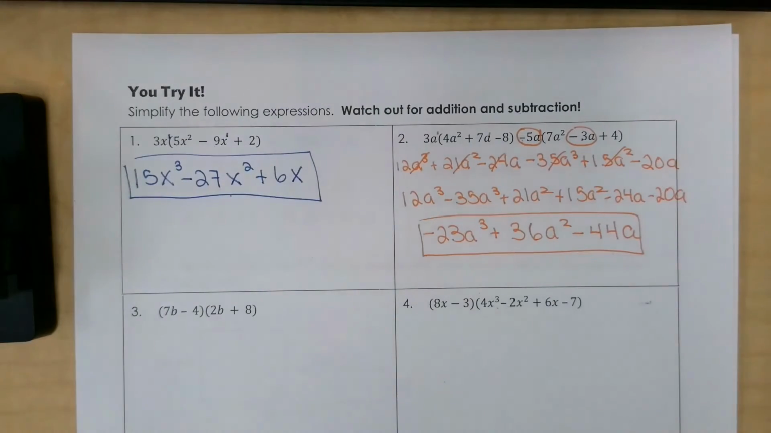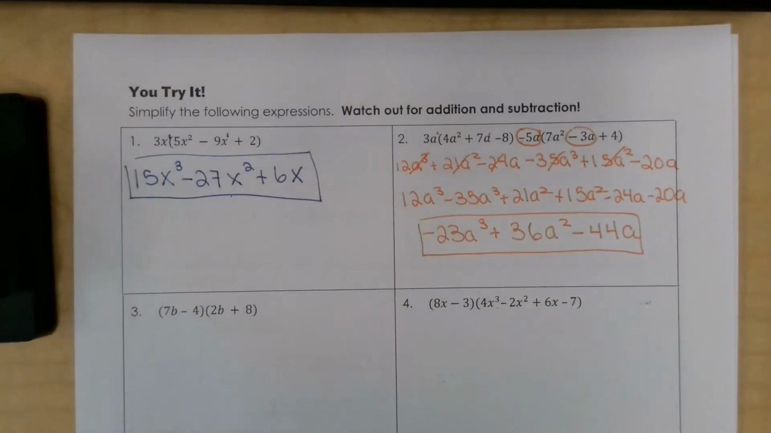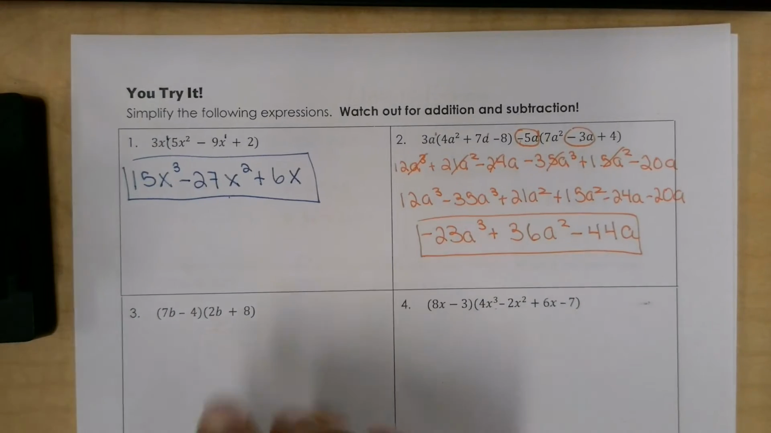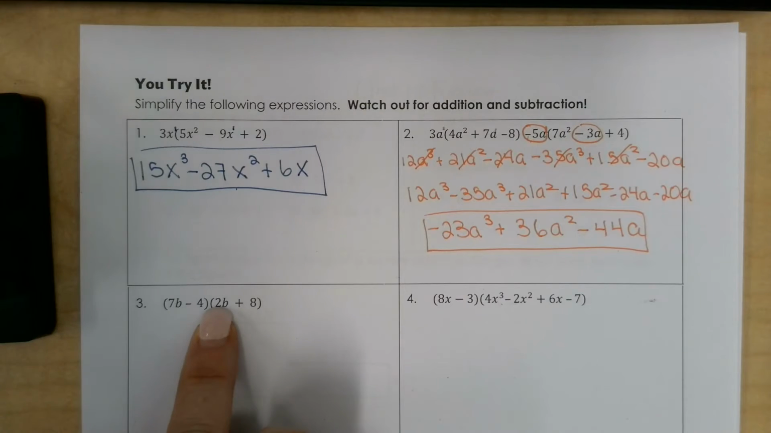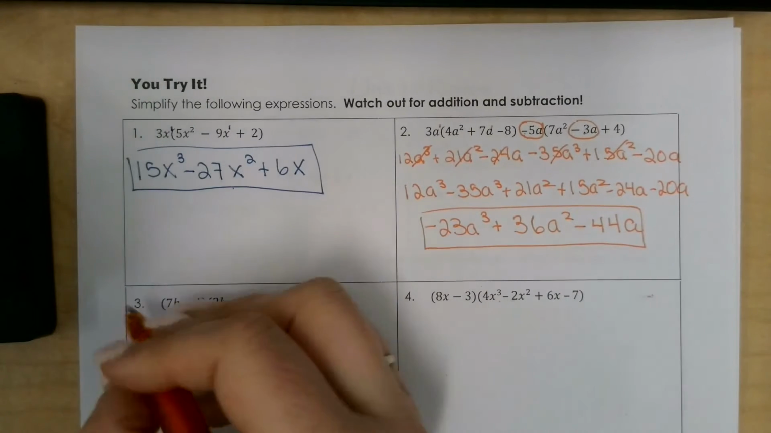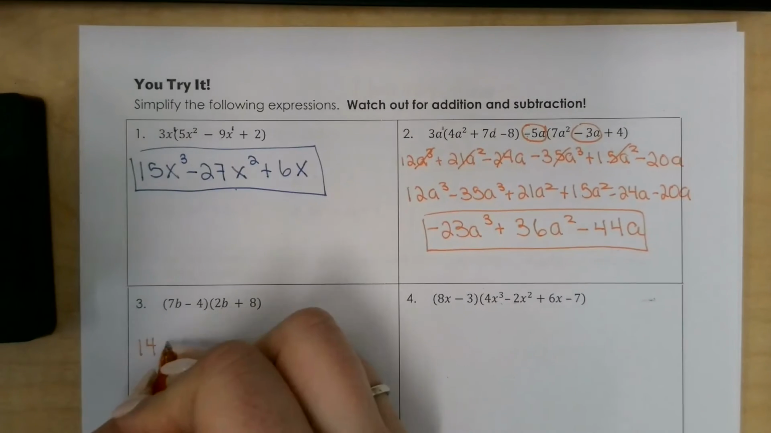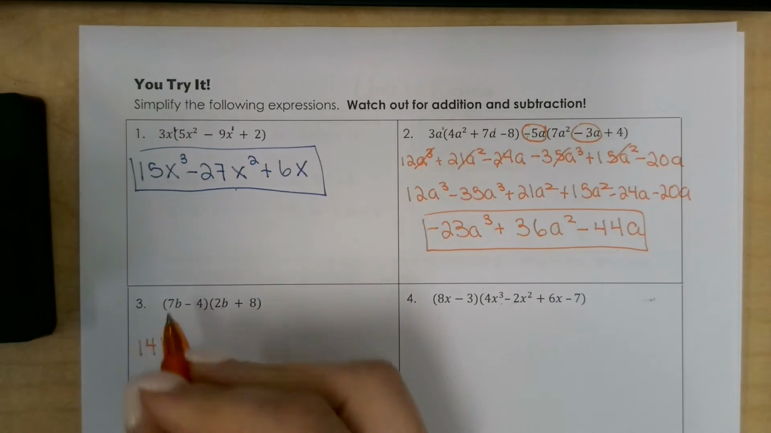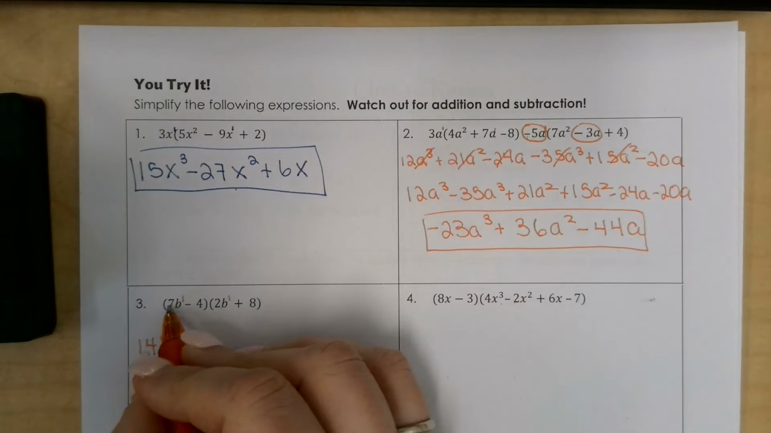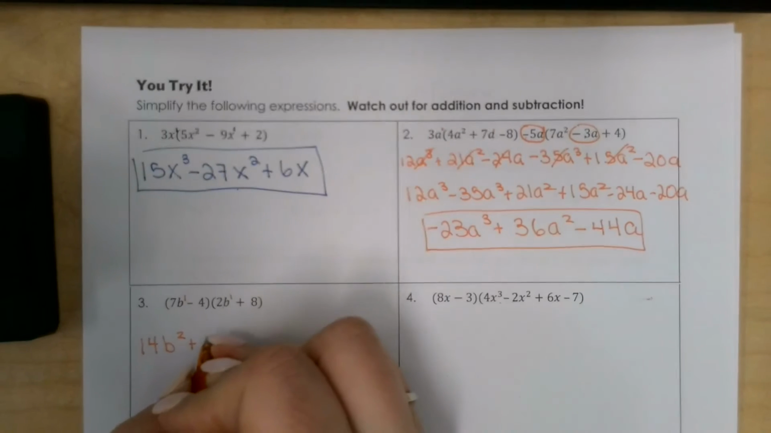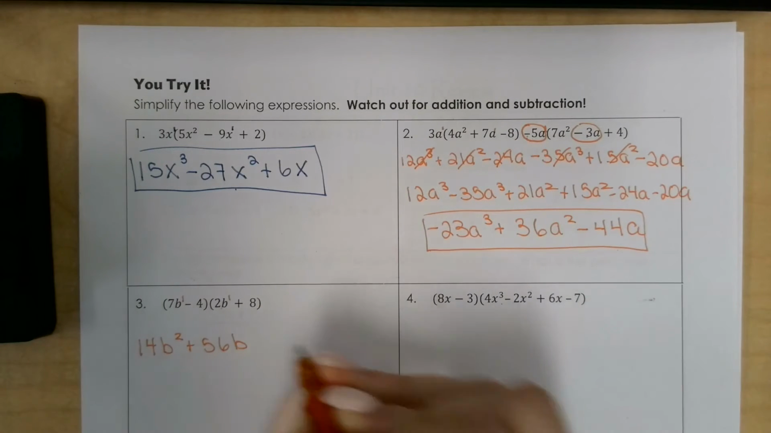So now we could multiply and add. All right, I got a binomial, and as I said, I'm going to use the FOIL method. So I'm going to do my first, 7b times 2b. So 7 times 2 is 14, and b times b is b squared, because I had a 1 plus 1. My outer, I'm going to have 7 times 8, and that's 56, and it's just a b.